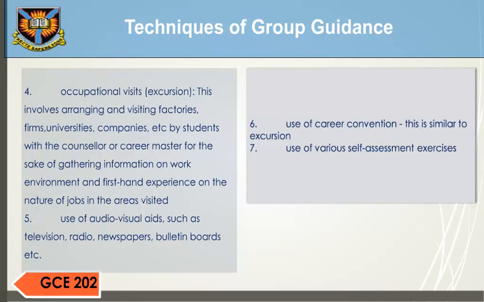4. Occupational visits, excursion. This involves arranging and visiting factories, firms, universities, companies, etc. by students with a counselor or career master for the sake of gathering information on work environment and first-hand experience on the nature of jobs in the areas visited. 5. Use of audio-visual aids such as television, radio, newspaper, bulletin boards, etc. 6. Use of career convention. This is similar to excursion. 7. Use of various self-assessment exercises.